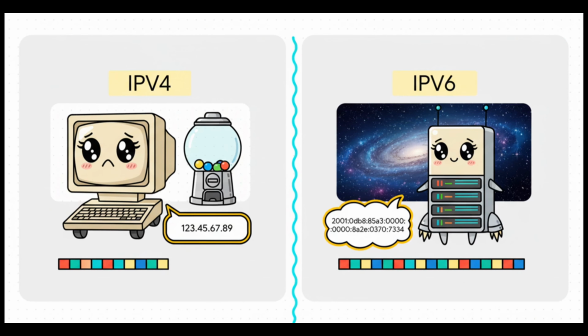The biggest difference, obviously, is the size. 32-bit for IPv4 versus a whopping 128-bit for IPv6. And that's what creates the massive difference in the number of addresses. You can also just spot them visually. IPv4 is that familiar format with 4 blocks of numbers. IPv6, on the other hand, uses a much longer hexadecimal format, with colons separating the blocks.